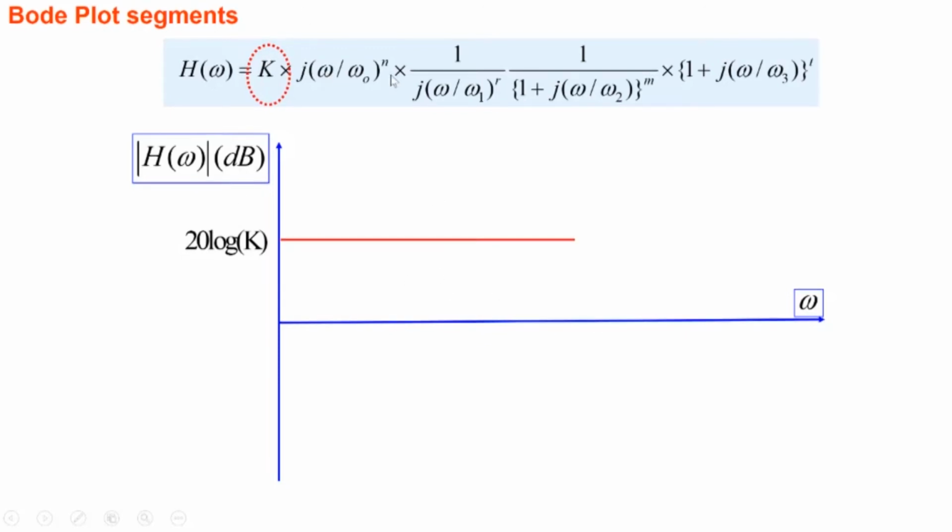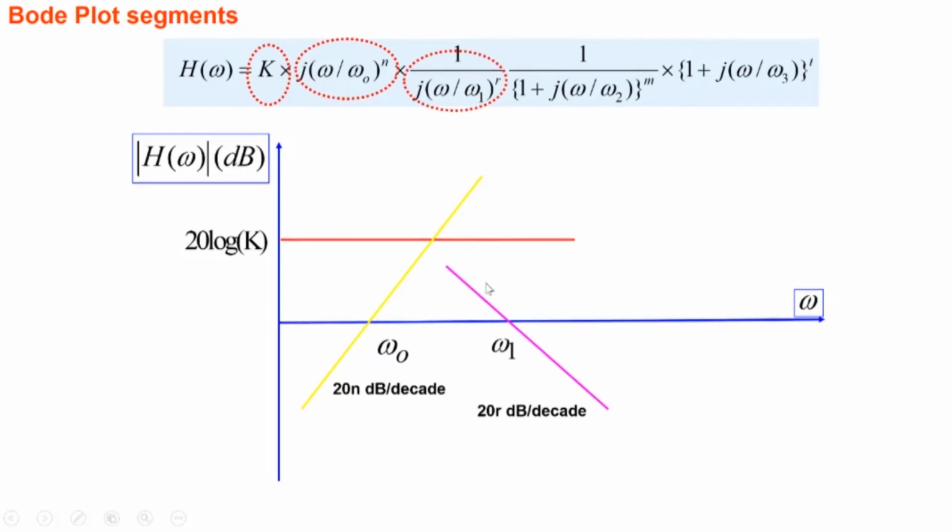If you look at this term here, omega by omega naught, because it is raised to the power n here, it will intersect at omega naught, and it would be increasing at 20 n dB per decade here. Note that it's in the numerator here. Then if you see a term like this, j omega by omega 1 to the r, let's say omega 1 is at a higher frequency. Because it's in the denominator here, this one will be going like this with a negative slope here, at omega 1 and 20 r dB per decade. It would be decreasing at this rate here.